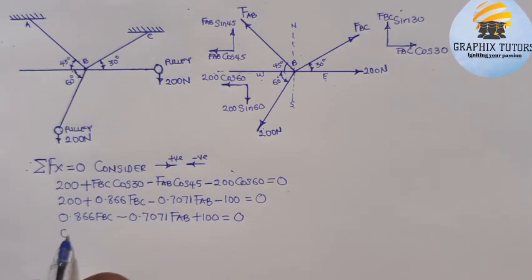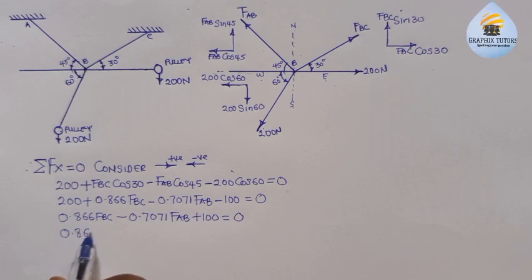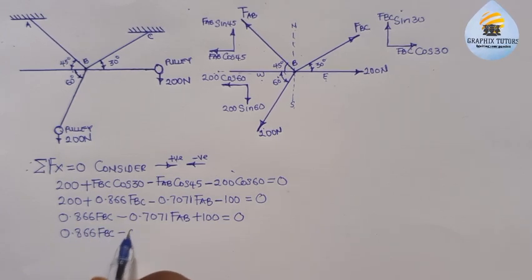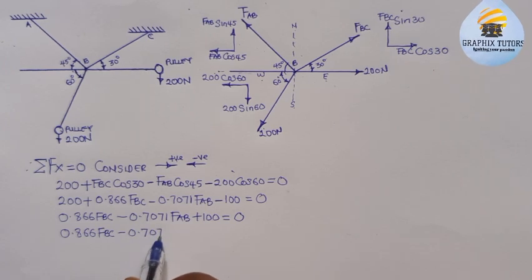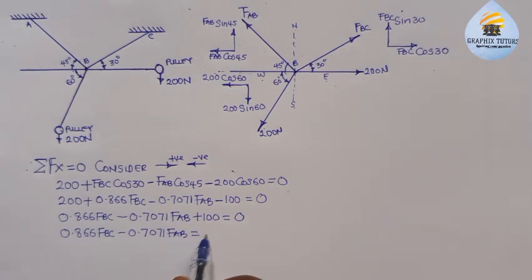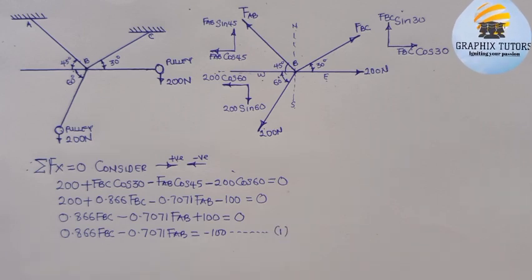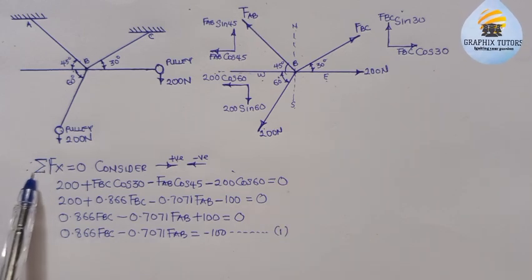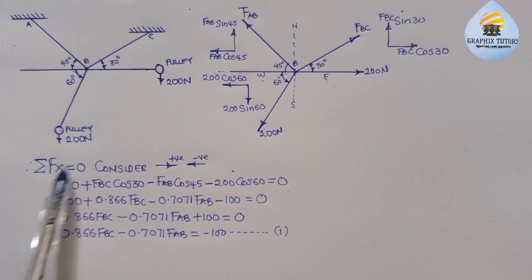Now take this 100 to the other side. So I'm going to have 0.866 FBC minus 0.7071 FAB equals to minus 100. I'll call this equation 1. So this is when you are considering the forces acting along the x-axis. That is the first condition for equilibrium.